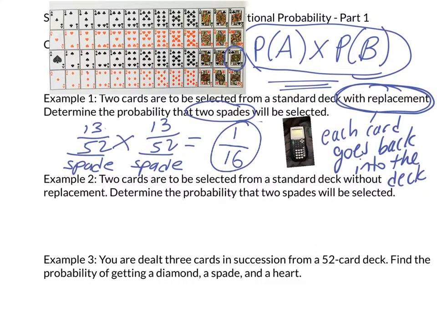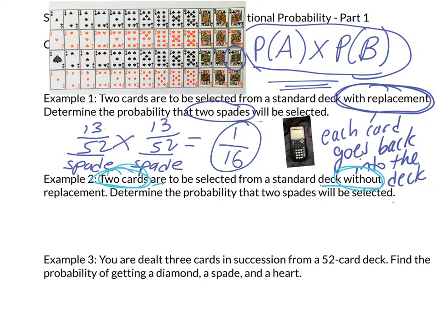Example 2 is similar, but there's one big difference. So 2 cards, so already I know I'm going to multiply at the very least because I'm selecting 2 items, are to be selected from a standard deck, but now it's without replacement. Determine the probability that 2 spades will be selected. So again, notice you do not see the word and, even though it's called the and formula. I'm going to use the and formula because I'm drawing 2 items. Because I'm drawing 2 items, I'm going to again multiply 2 fractions or 2 probabilities.